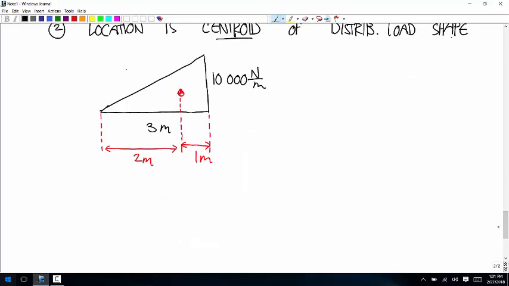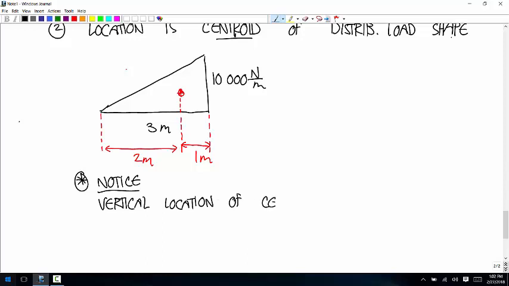One thing to notice here about the location of that force: there's never any need to find the y position of that centroid, because the forces of our distributed loads are always going to be acting down. So you can move that up and down along its line of action anyways. So the vertical location of the centroid won't ever matter for us.